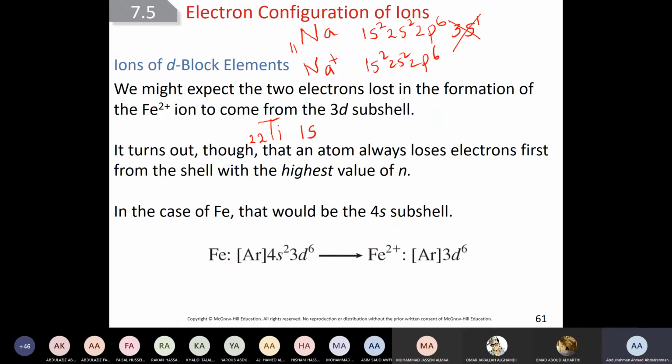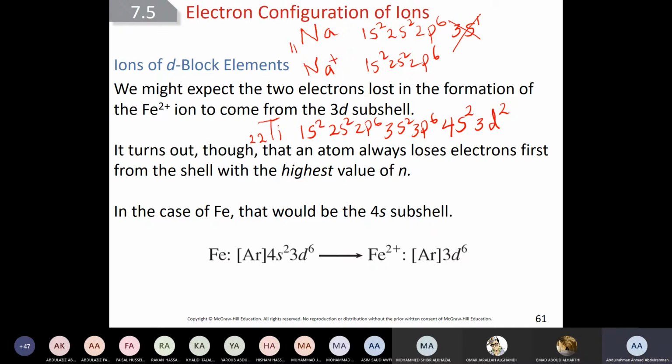1s2, 2s2, 2p6, 3s2, 3p6, 4s2, 3d2. Clear? That's the electronic structure.